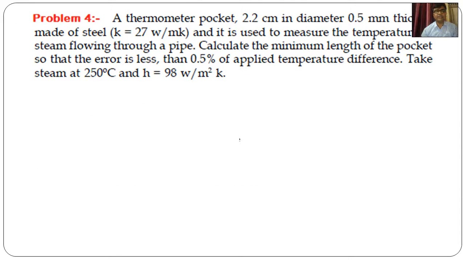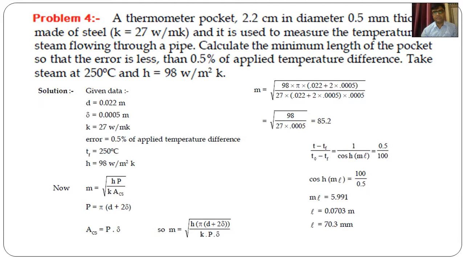Let us read this first problem. A thermometer pocket 2.2 centimeter in diameter, 0.5 mm thick, is made of steel. Conductivity is 27 watt per meter Kelvin, and it is used to measure the temperature of the steam flowing through a pipe. Calculate the minimum length of the pocket so that the error is less than 0.5% of applied temperature difference. Take steam at 250 and convective heat transfer coefficient is equal to 98 watt per meter Kelvin.